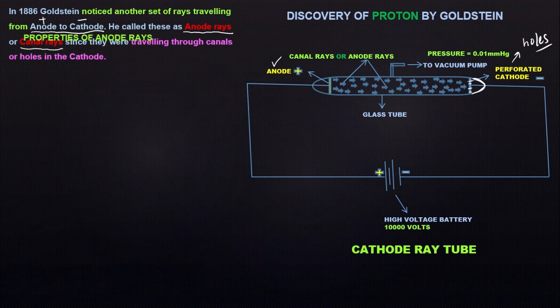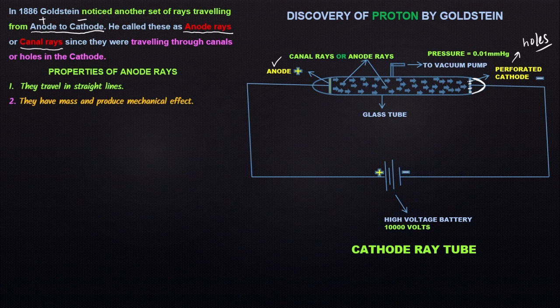Now, what were the properties of these anode rays? They have much similar properties to the cathode rays, but with some other properties as well. Now let's understand the properties of anode rays. First, in the same way, they travel in straight lines, just like cathode rays. Second, they have mass and produce mechanical effect. Mechanical effect means whatever object is placed in their path, they will try to move that object, and that object will move from one place to another place. That means they have a mechanical effect.